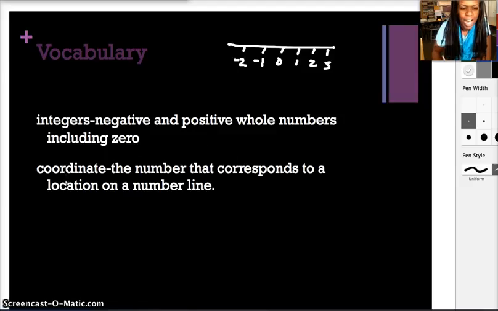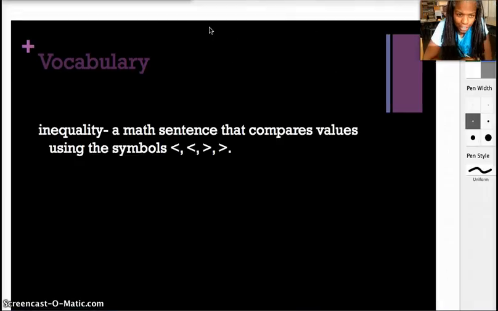All right. Coordinate is just the number that corresponds to a location on a number line. So here I've drawn a number line with our integers, and I can call -1 a coordinate, but I could also put a dot right here and notice that what I'm referring to is -1/2, and that would be a coordinate in that case.